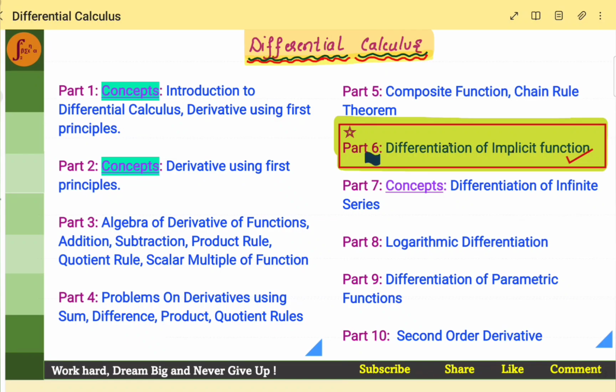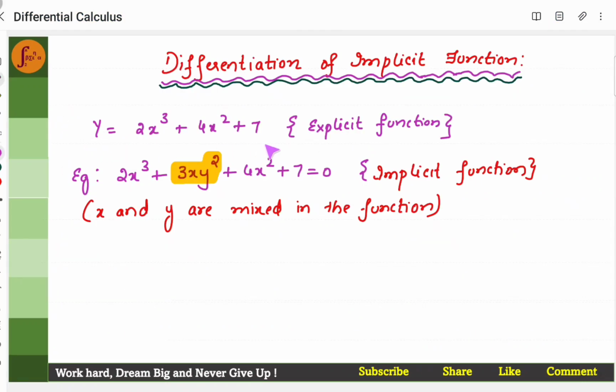Hi everyone, in this video we'll go through differentiation of implicit functions. All this while we saw differentiation of explicit functions, that is where y is dependent on the values of x, right? This entire function has only x and y is on one side. This is an explicit function. An implicit function is nothing but you have both x and y mixed in the function, right? There is x and there is y, both combined together. So this becomes an implicit function.